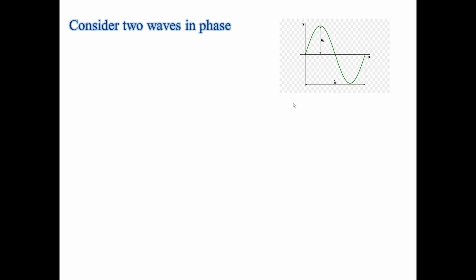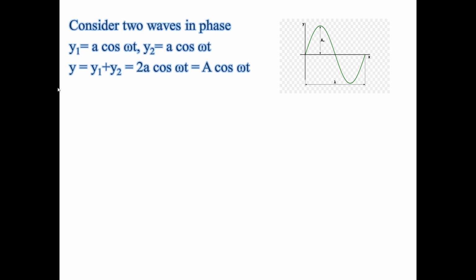So let us consider two waves in phase. Let y1 is equal to a cos omega t and y2 is equal to a cos omega t. Both are having same amplitude and same phase. Phase value is omega t. The resultant displacement y is equal to y1 plus y2, which is equal to 2a cos omega t.